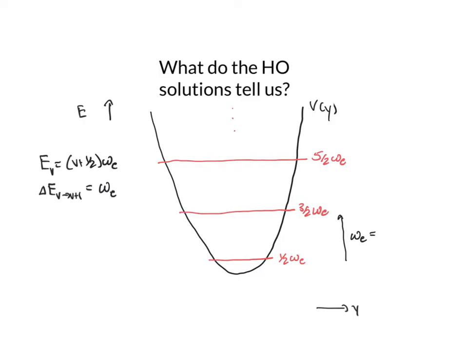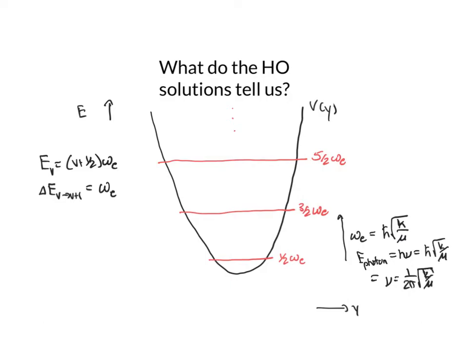And remember that omega sub e was h bar square root of k over mu. So we can show that this has units of energy. And so the photon required to make this transition, so the energy of the photon, has to equal the energy of the gap. And so h nu has to equal h bar square root of k over mu, or nu equals 1 over 2 pi square root of k over mu.